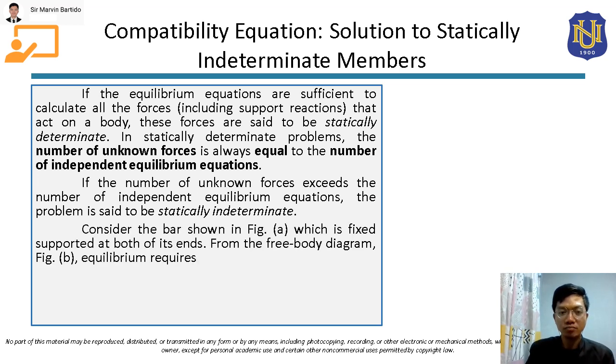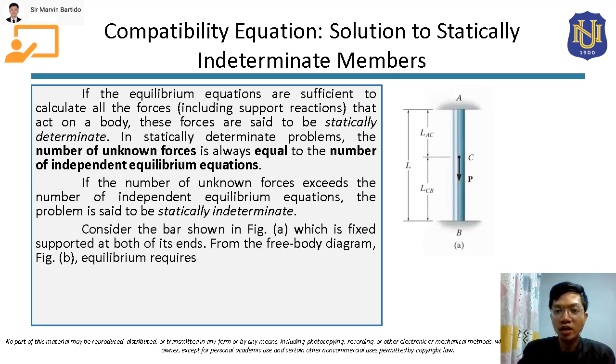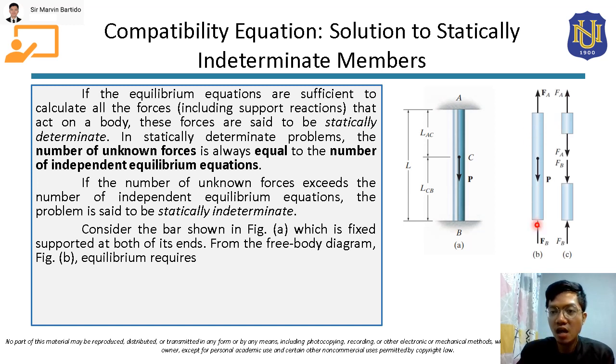So let's say here, class, consider the bar shown in the figure. In this figure, we have this bar, fixed supported at both of its ends. It is fixed supported at point A, or end A, and at this end, it is fixed supported at point B. From the free body diagram of this member, there will be a reaction here at point A and a reaction here at point B, since it is fixed supported. So these reactions are unknown.